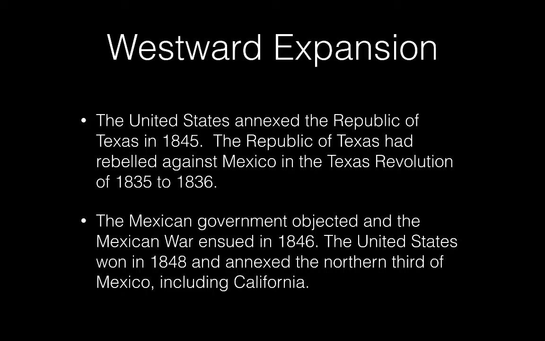The United States annexed the Republic of Texas in 1845. The Republic of Texas had rebelled against Mexico in the Texas Revolution of 1835 to 1836. The Mexican government objected and the Mexican War ensued in 1846. The United States won in 1848 and annexed the northern third of Mexico, including California. Many of these southwestern states, from Texas to California up into the Rockies, were formerly claimed by Mexico. Today they are part of the United States.